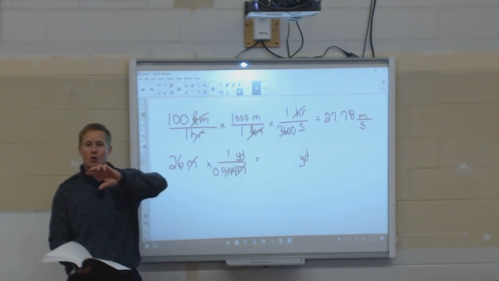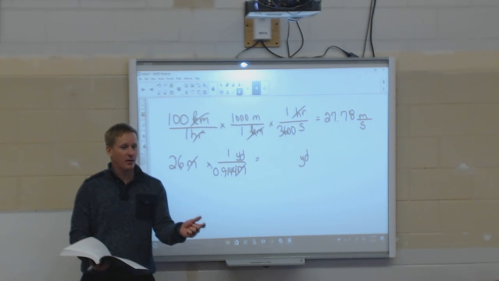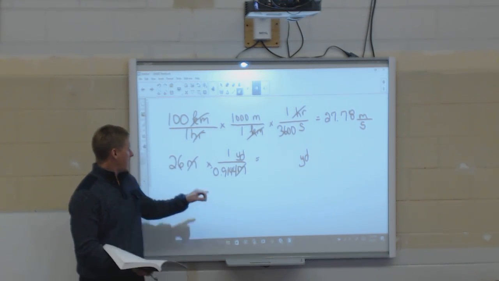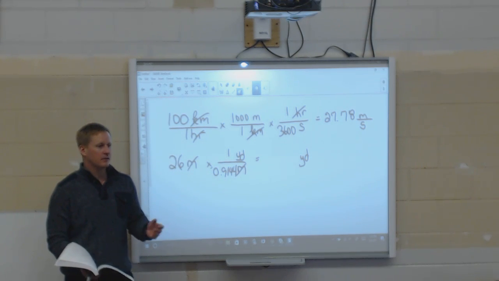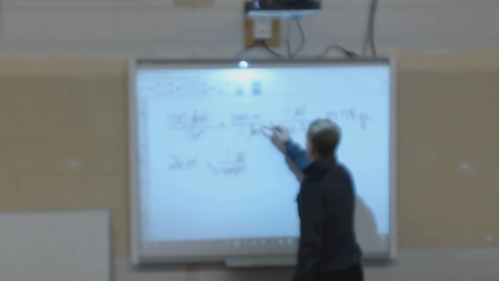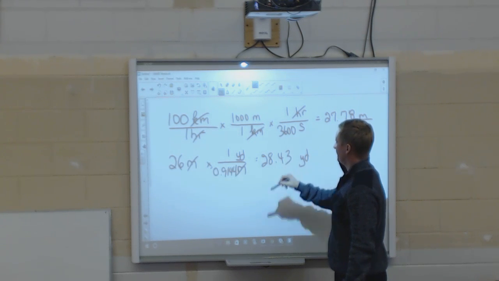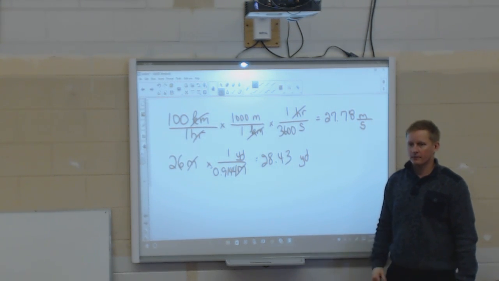Because there should be more yards than meters, right? Because there's 1.09 yards for every 1 meter. So now, take 26 and divide it by 0.9144. Is that what we get? What did we get there? 28.43. And that was the right answer, was it not? That's what we had. Yeah. That's what you got the second time? Yeah. Perfect. Okay?